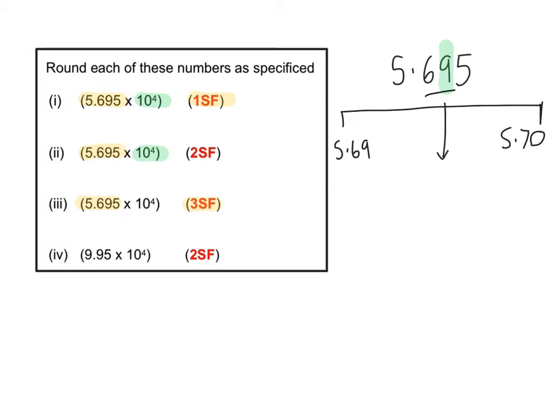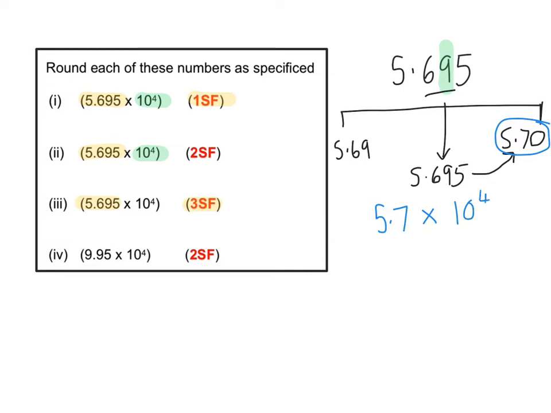Bang in the middle would be 5.695, which is actually what this number is. Now when it's bang in the middle, we do say that it rounds up. It's closer to the one above. So we're going to have 5.70 or 5.7. We don't need that 0 on the end. Times 10 to the power of 4.